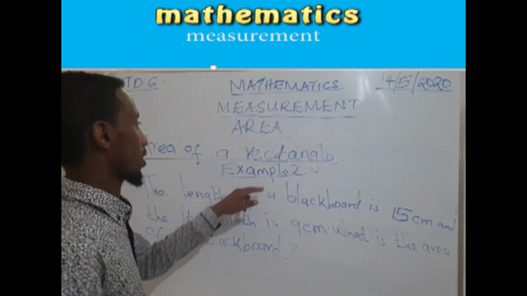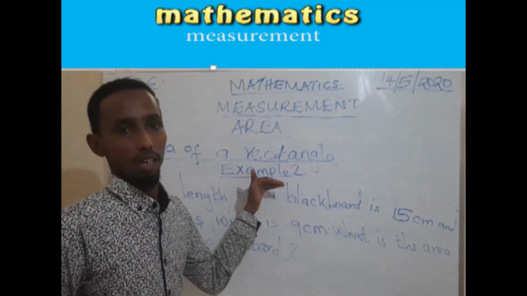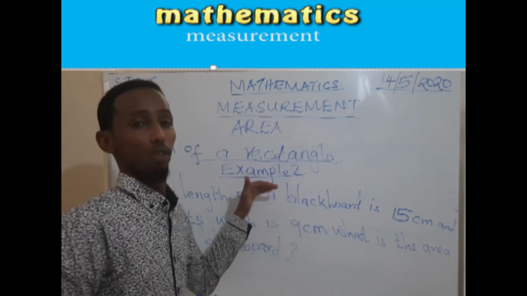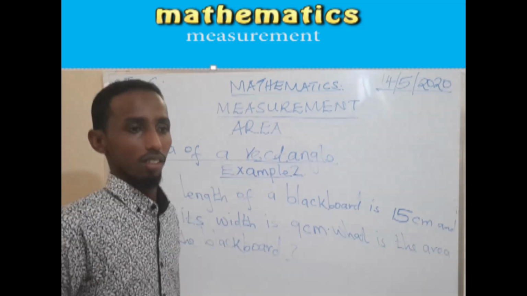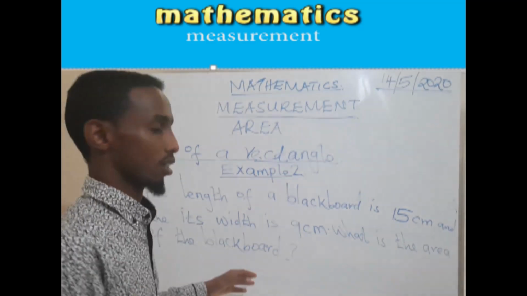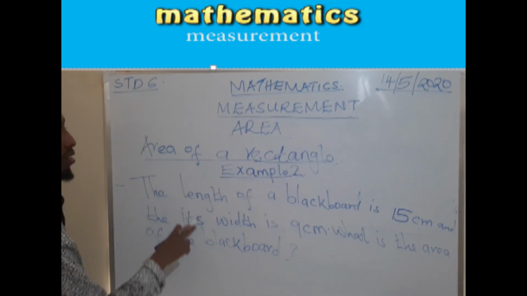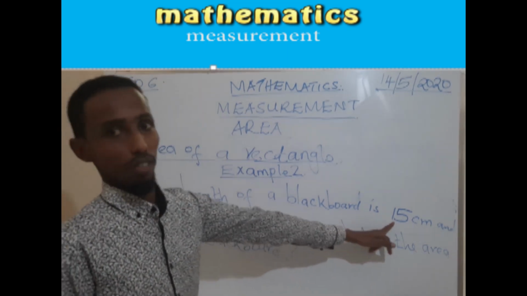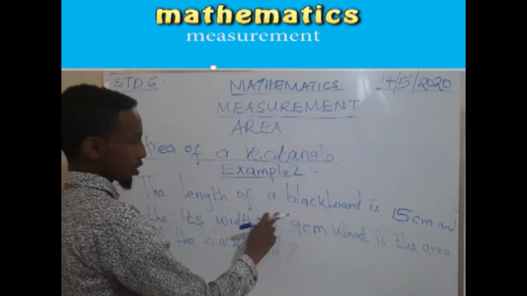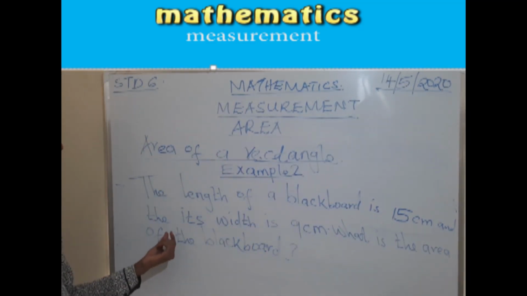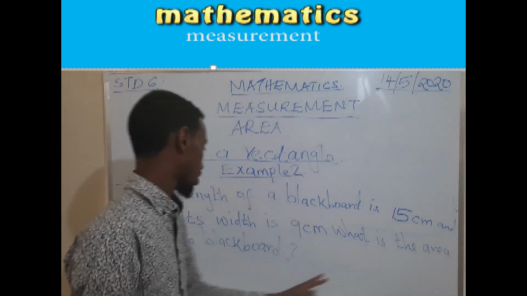So our second example is when you don't have a shape. Remember the first example, we drew a rectangle on the blackboard and we looked for the area of that rectangle. Now this example is when you are given a statement that tells you about a rectangle and you are asked to find the area. Now the second example says the length of a blackboard is 15 centimeters. We are talking about a rectangular blackboard which its length is 15 centimeters and its width is 9 centimeters. The question is, what is the area of the blackboard?